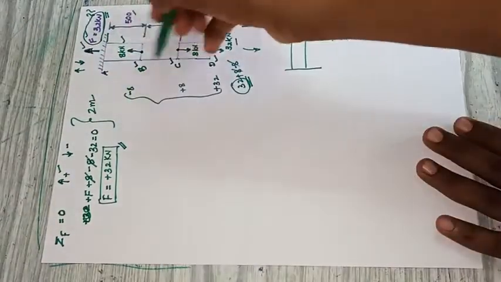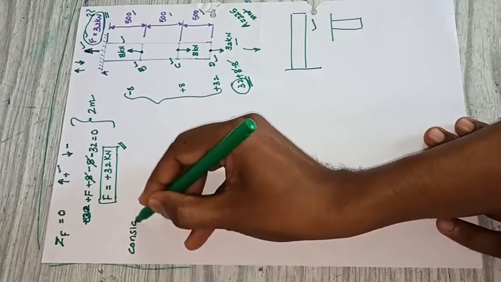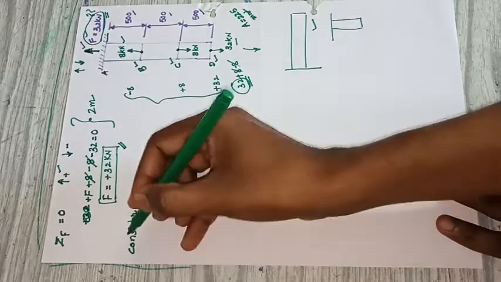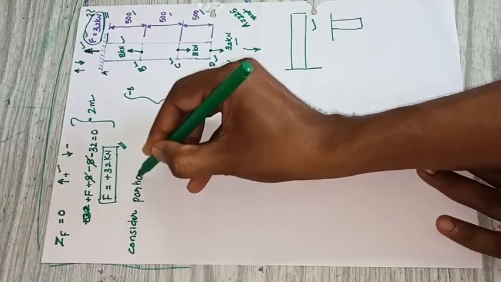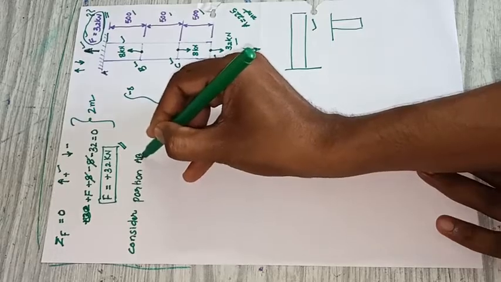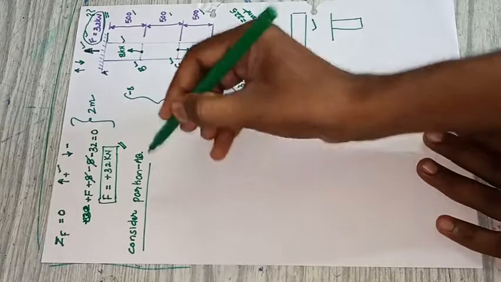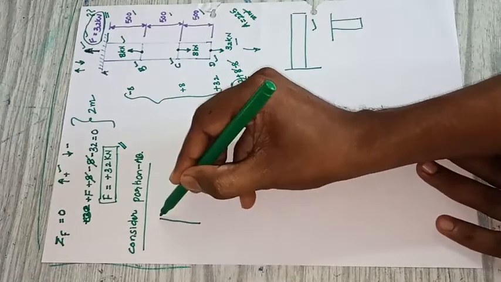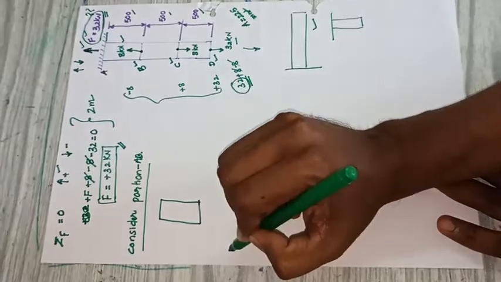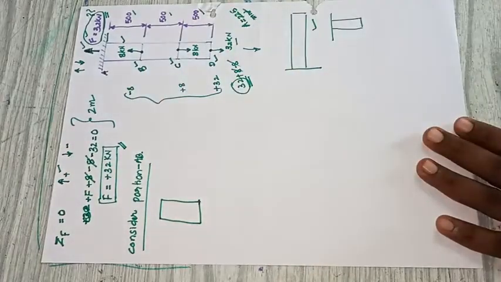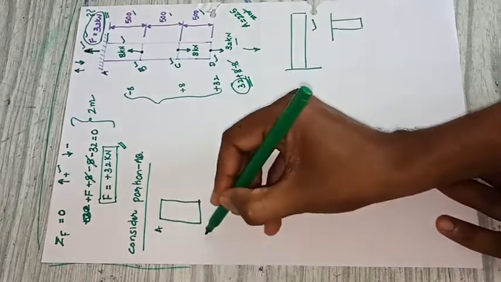Next step carries 2 marks. First we will consider the portion AB. I will draw the figure of that. First we need to find out the magnitude of the force acting on this portion. I will write here A and B.